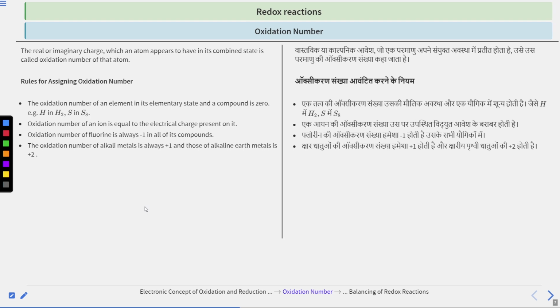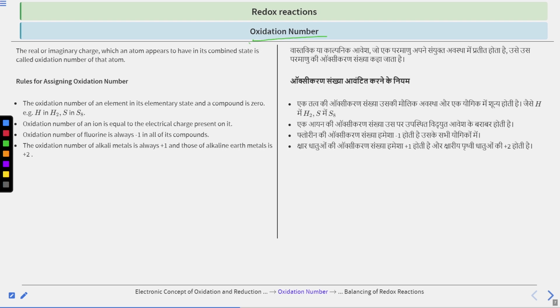And now let's see the definition of oxidation number. So what is oxidation number? The real or imaginary charge which an atom appears to have in its combined state is called the oxidation number of that atom. So oxidation number is basically, in a compound, in a combined state, a real or imaginary charge which an atom appears to have.